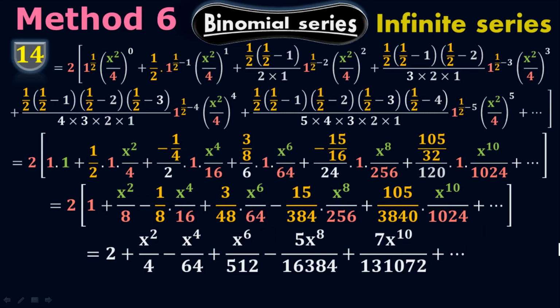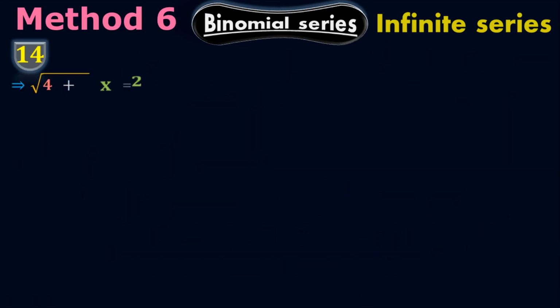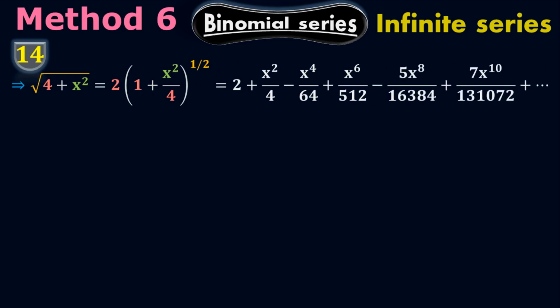You'll get this expression. So I can write square root of 4 plus x squared equals 2 into 1 plus x squared over 4, to the whole 1 over 2, equals this right side. We expanded this binomial series up to 6 terms: 1, 2, 3, 4, 5, 6.